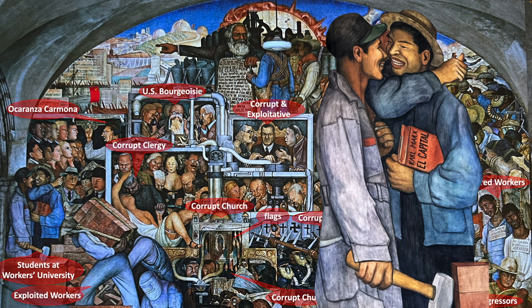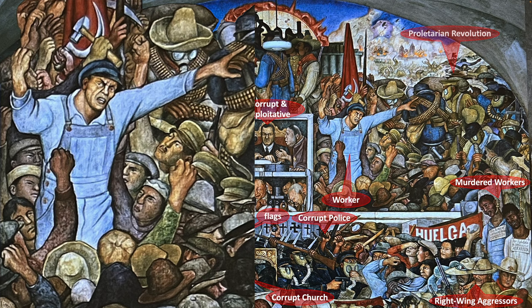Near the top, but positioned near the center, a strong Mexican worker haranguing the masses under the Soviet flag. You also see soldiers with gas masks and the city of Mexico in flames during the proletariat revolution.